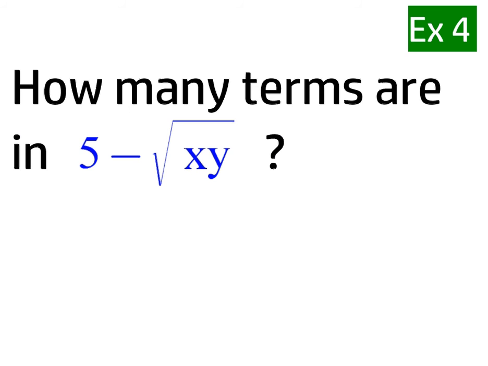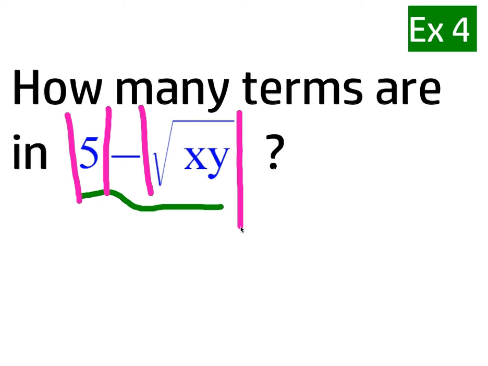How many terms are in this one? Let's go ahead and underline this together so we can read it. 5 minus the square root of xy. Well, again, you might not know what the square root of xy means, but you should be able to ascertain there's a minus sign here, so it's going to separate those two terms. So again, it's just the plus and minus that separate the math terms. Therefore, this has 2 terms.